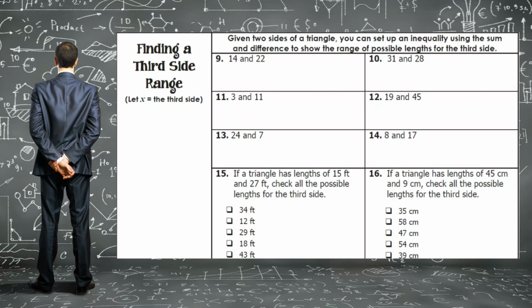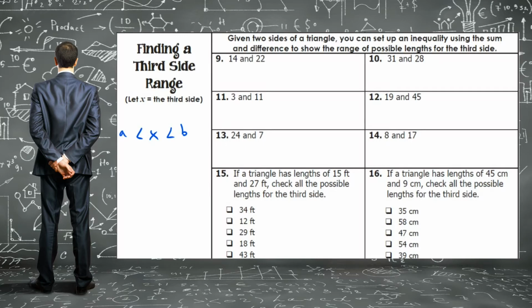Alright, number 9, let's take a look. So what does this all mean exactly? In the side over here, you see the third range? Well, let's say X is our third side. We don't know what the third side could be, but it's a range of numbers. It's gonna be greater than A and less than B. So let's take a look at number 1.